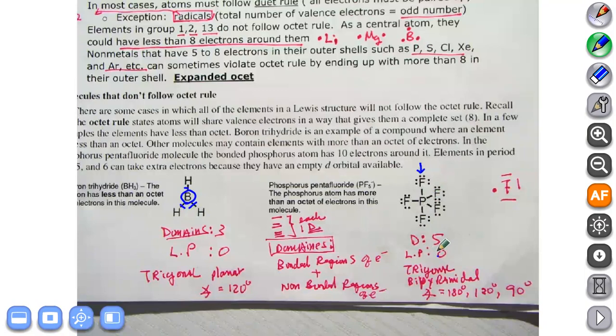So whenever we have 5 domains around the central atom, with lone pairs around the central atom being 0, the molecular geometry would be called trigonal bipyramidal, as we've learned last year. And the bond angles would be 180, 120, and 90.